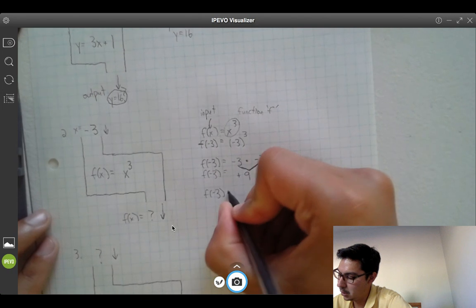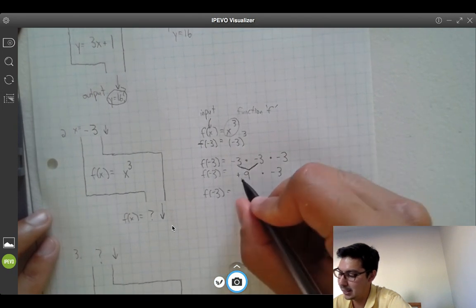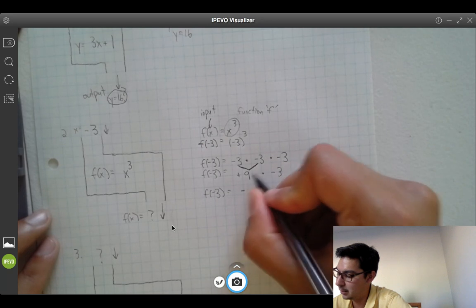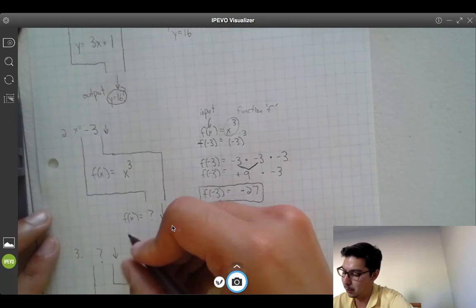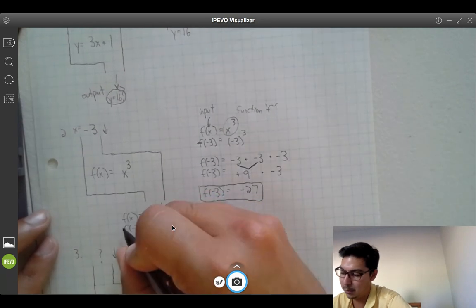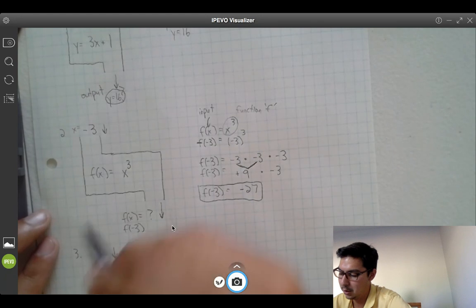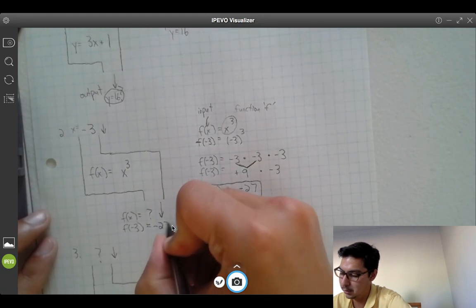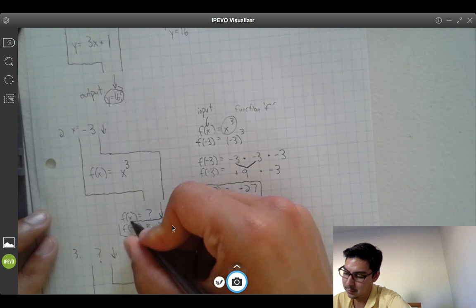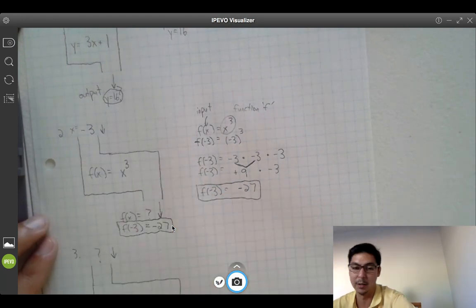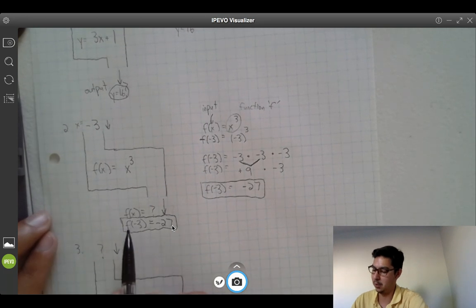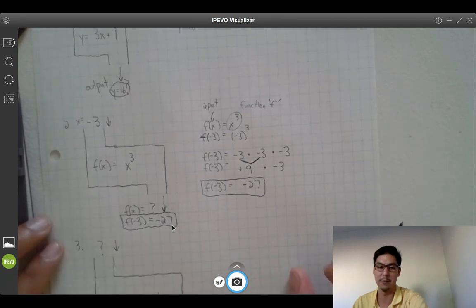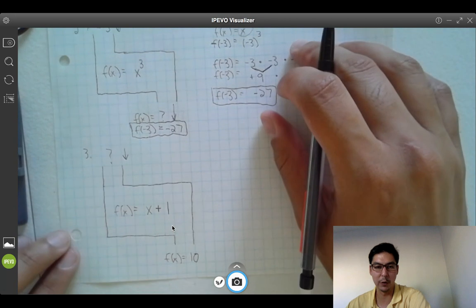What's positive 9 times -3? A positive times a negative is a negative. And 9 times 3 is 27. And there's your final answer in perfect form, where you would say f of -3, when I plug -3 into f, the function, my output is -27. And that's what that's saying in just a few letters and numbers. Math can say a lot without having to write much. If -3 is your input for f, your output is -27.